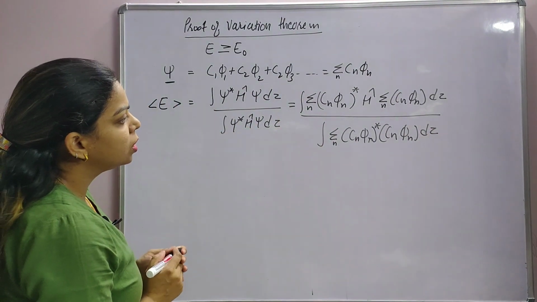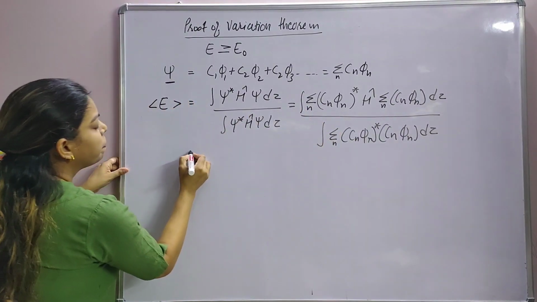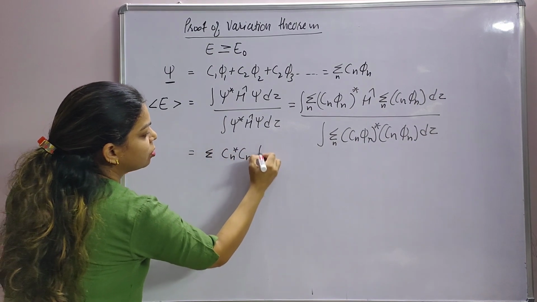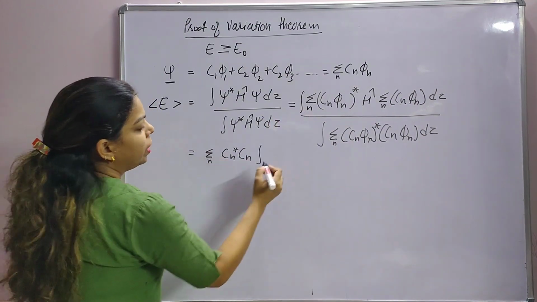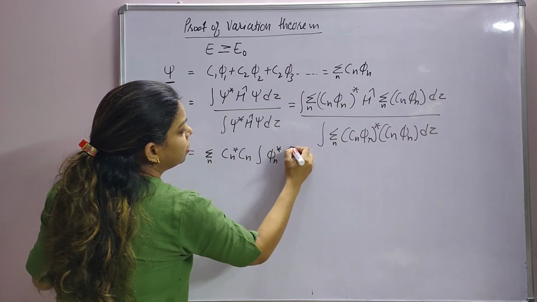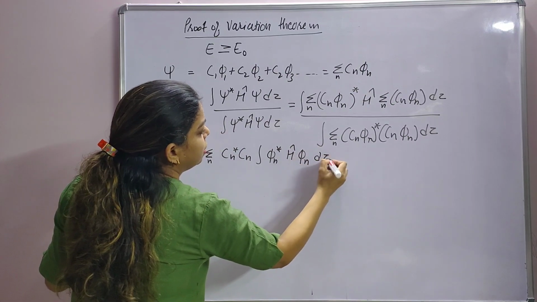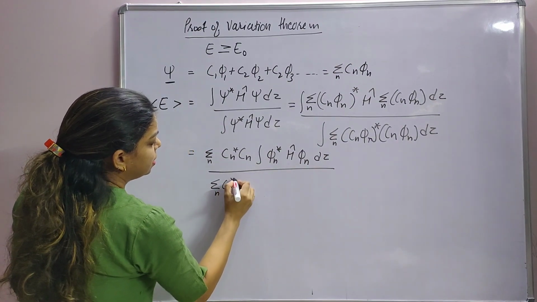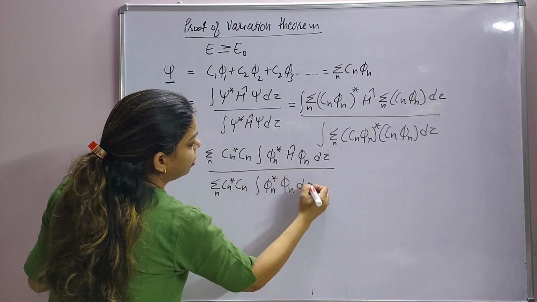Now Cn is a constant here, so I can take the summation sign outside. Cn star and Cn can also come out of the integration sign, through all n's. Inside the integral sign we will have phi n star Hamiltonian phi n d tau. Here also, Cn star Cn phi n star phi n d tau.